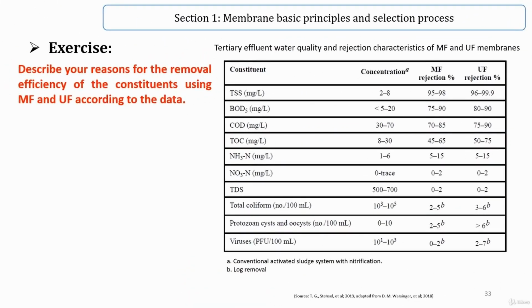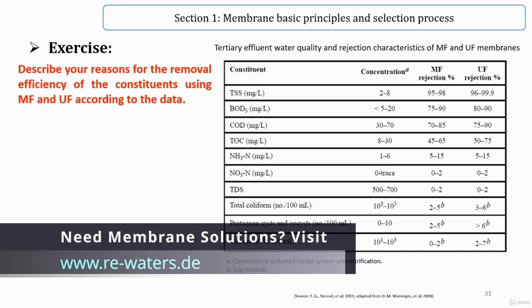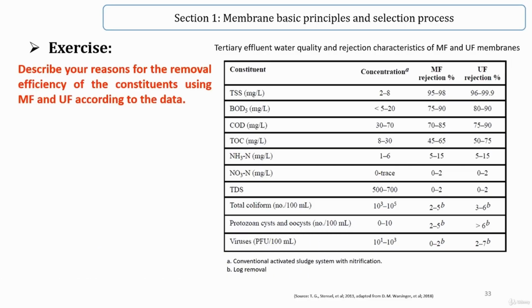So, you learned about microfiltration and ultrafiltration, such as pore size range, required pressure, substances that can be removed, and also some applications so far. Let's have an exercise. Describe the removal efficiency of the constituents using microfiltration and ultrafiltration according to the presented data in the following table. This is tertiary effluent water quality data.